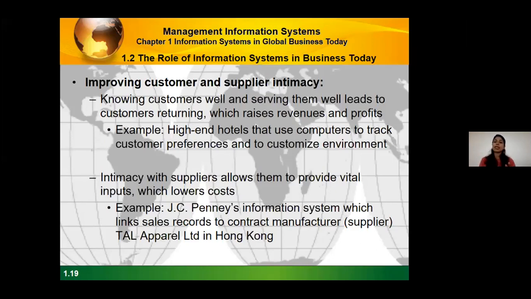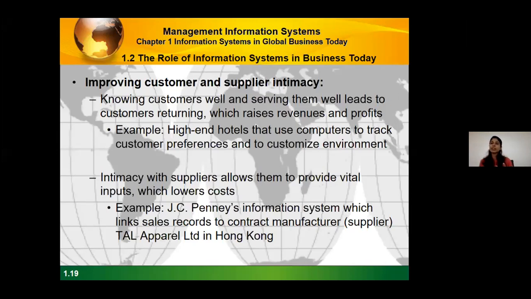So this will ultimately improve the revenue and profits of the organization, right? The information system helps organizations to identify their customers in a better way and then serve the customers in a better way. Now, if we look at the example given, it says high-end hotels that use computers to track customer preferences and to customize environment. These high-end hotels are using systems in order to track the preferences of the customers, right?